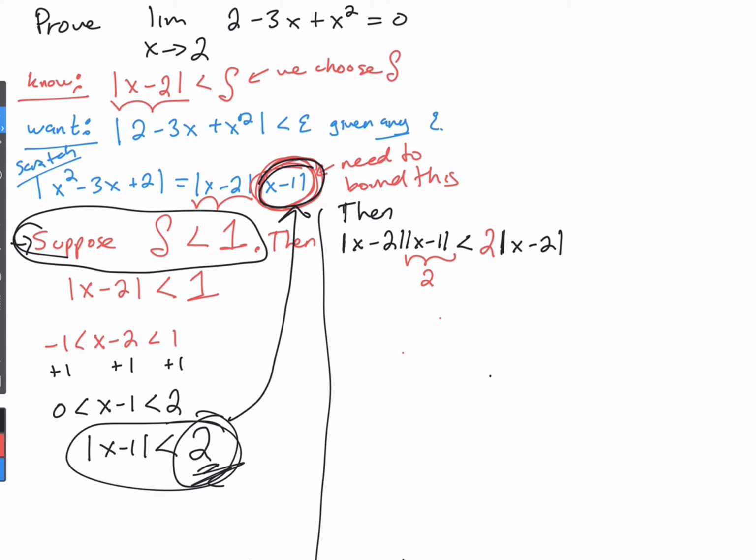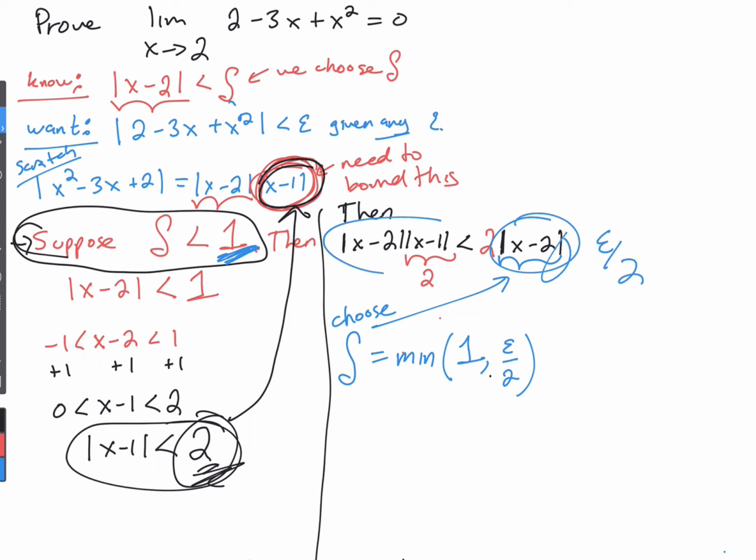Well, remember that you already know x minus 2 is less than delta, and we get to choose delta. So this tells you what you want delta to be. Choose delta to be the minimum of 1, which is the number we picked earlier, and epsilon over 2. Because if x minus 2 was epsilon over 2, you would get for the original statement less than 2 times epsilon over 2, which is epsilon. That's why it's good to put what you want to happen, because then you can take the steps to make sure you get there. Does that make sense?